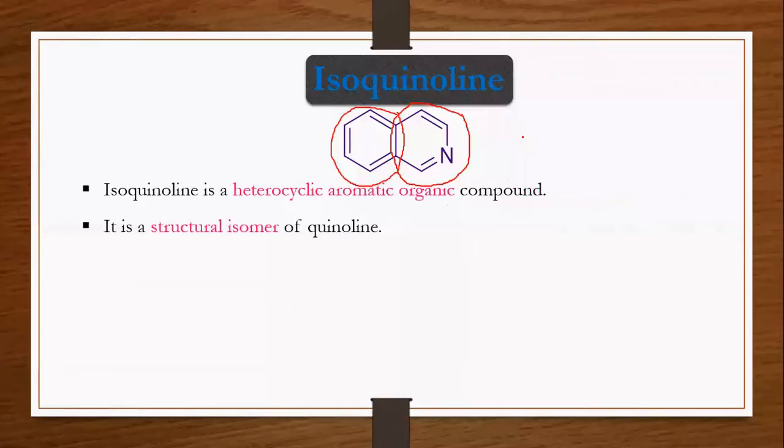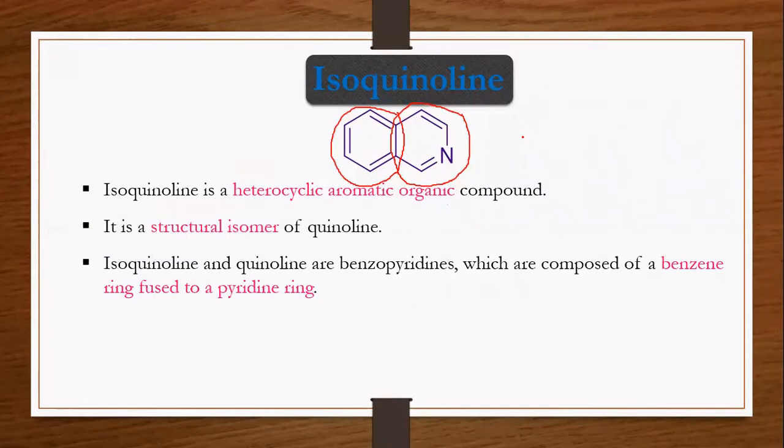This is again a heterocyclic aromatic organic compound also having molecular formula C9H7N. It is a structural isomer of quinoline. Both quinoline and isoquinoline are benzopyridines. Its meaning is very simple. In both cases, a benzene ring is attached with a pyridine ring, or you can say the benzene ring is condensed or fused with a pyridine ring.